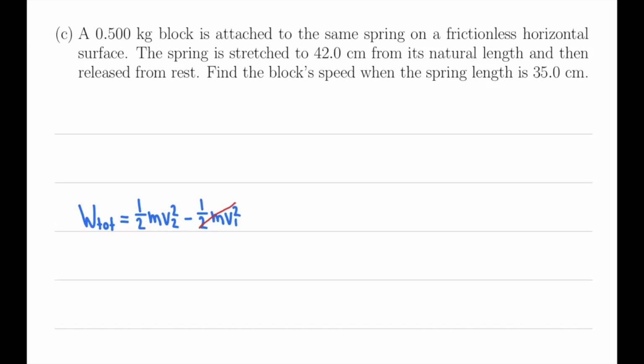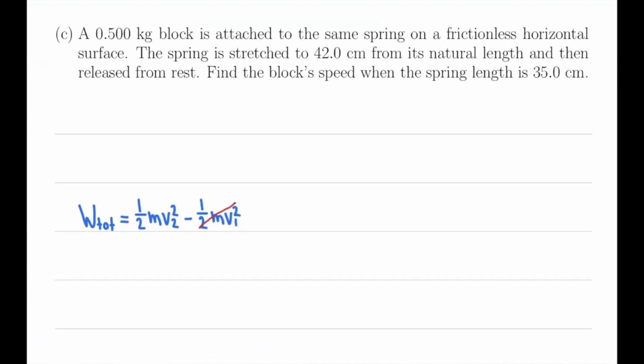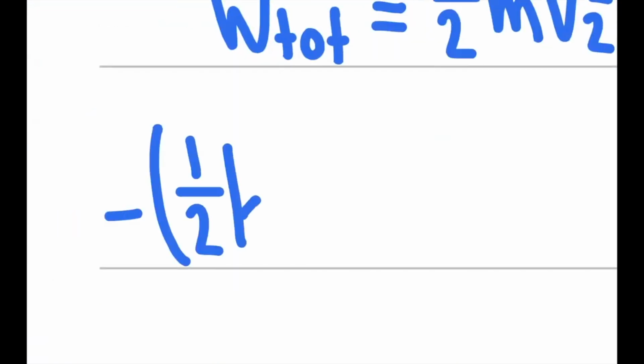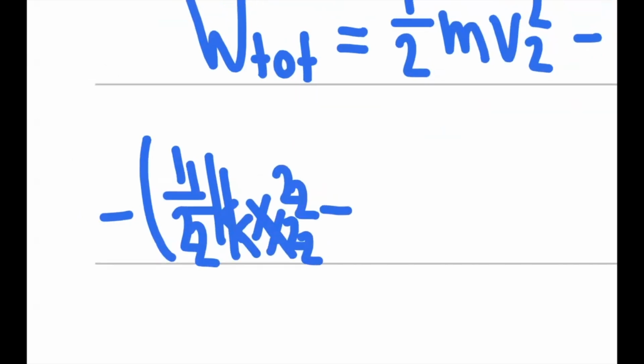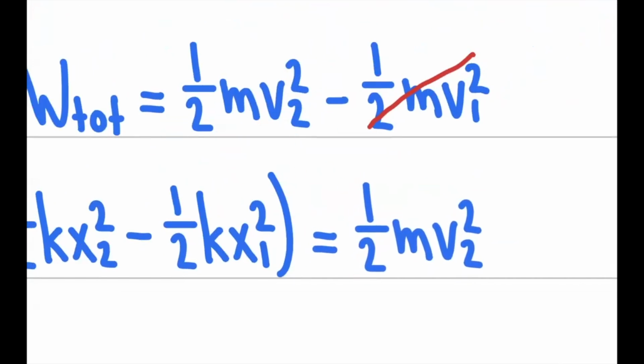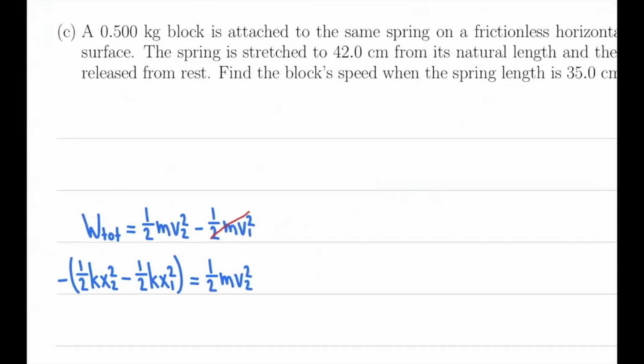That means we can use this for work total. But this is an external force acting on the spring that stretches it. What we're dealing with in this problem is the spring doing work on a block. Devil's in the details. So it's the negative of 1/2 kx2 squared minus 1/2 kx1 squared. So this equals 1/2 mv2 squared. Very important here, this negative, because again, the spring is doing work on the block. It's not us applying a force to the spring and us doing work on it.